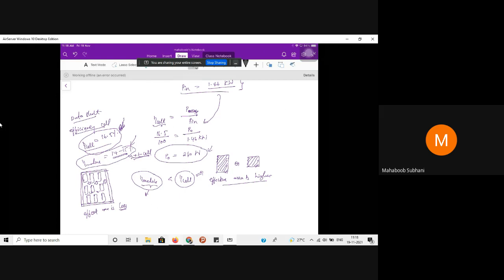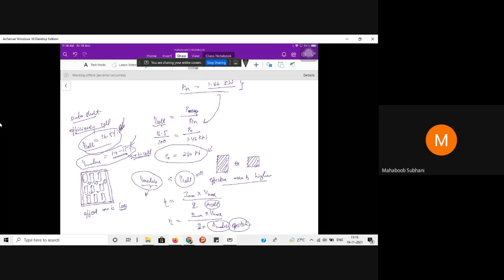And generally, how this efficiency varies: I max into V max, as we have seen earlier, divided by I into the area of the cell. Same thing here for the module: I max into V max divided by I into the area of the module. Since we take the effective area, the effective area will be less for the module and higher for the cell, right? So that's why the efficiency values are lower for the module, and the efficiency for the cell is higher.